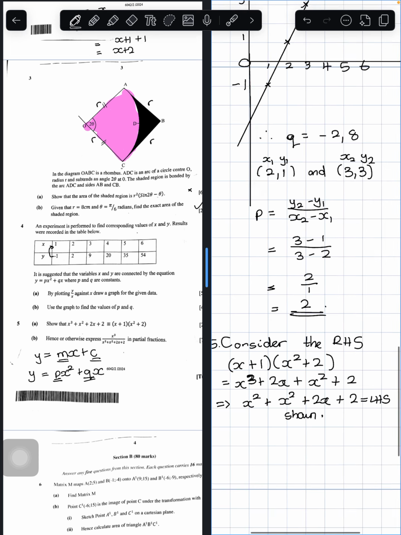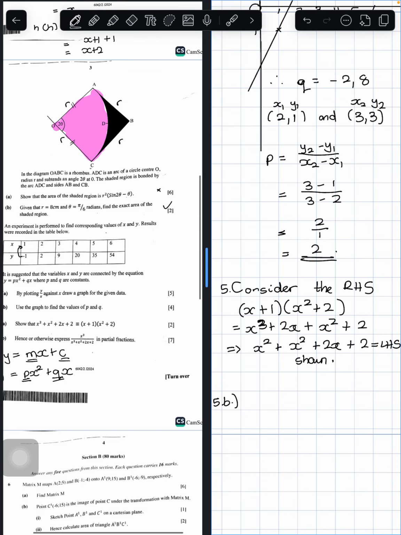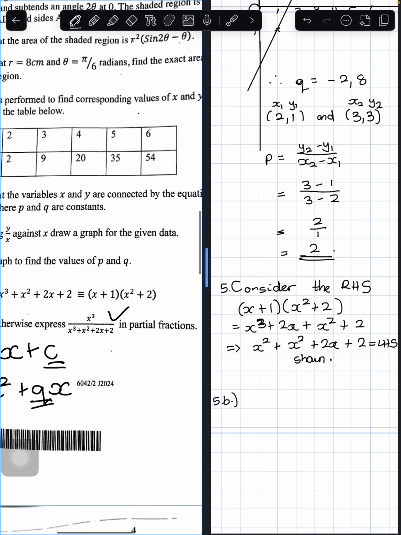Okay, right. Let's go to 5b. Right, 5b was supposed to partialize. This is a special partial fraction. Why am I saying that? It's a special partial fraction because the denominator and the numerator, they all have the same power.